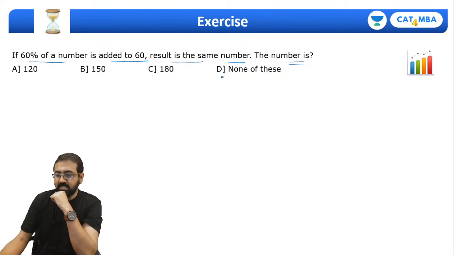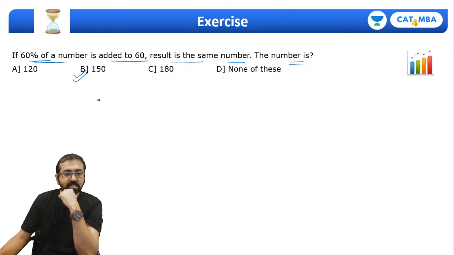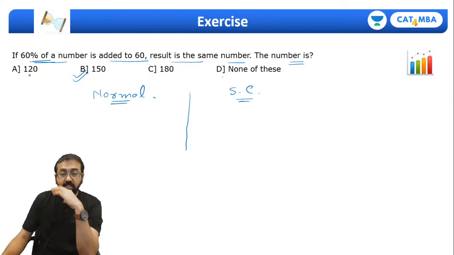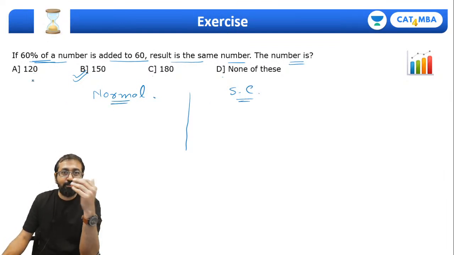So 60% of a number is added to 60. The result is the same number. What is the answer? Yes, option B is correct. So how can we do it? What is the multiplying factor for 60% of a number? See, I'll show you two methods for this one. One normal method and another shortcut. Okay, we'll look at both of these. It's a simple question, but again in that we have a shortcut.